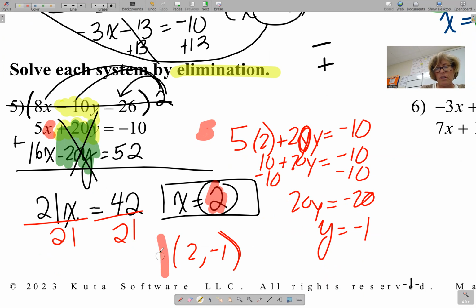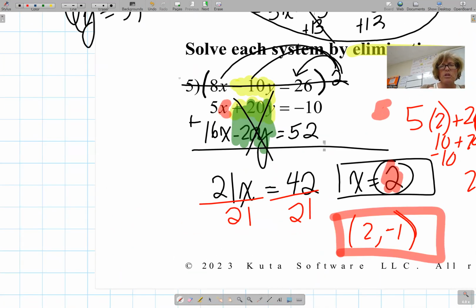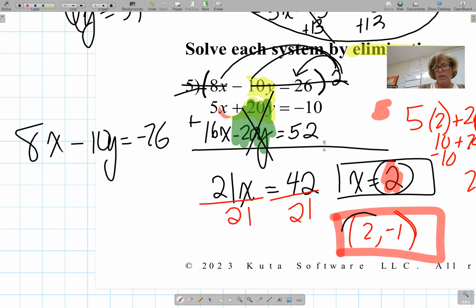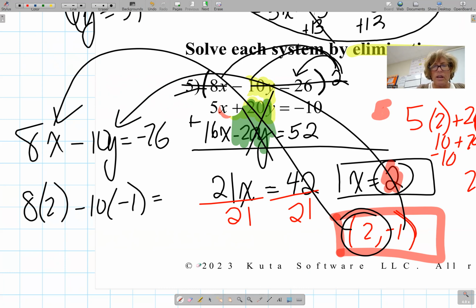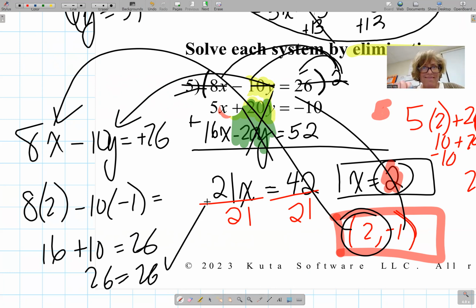Never be happy with what you believe is a correct answer. Always check it. So we're going to come over here. I'm going to use that original equation, 8x. Is that a plus sign? Minus 10y equals 26. We're going to plug in 2 to there and -1 to there and see what's happened. 8 times 2 minus 10 times -1 equals, oh, that's not -26. That's just 26. That's important. 16 plus 10, 26. 26 equals 26. Ta-da! It works. So that is solving by graphing, by substitution, and elimination.